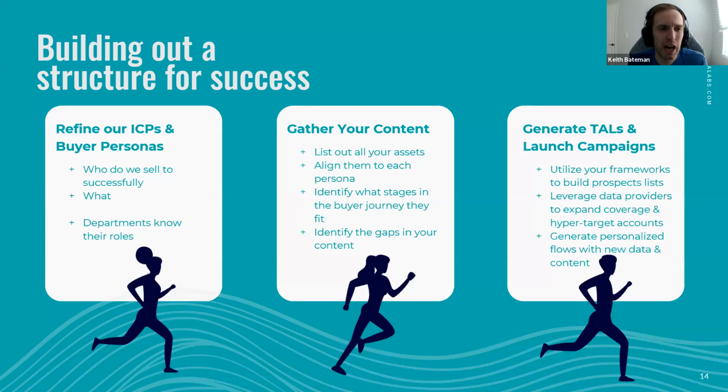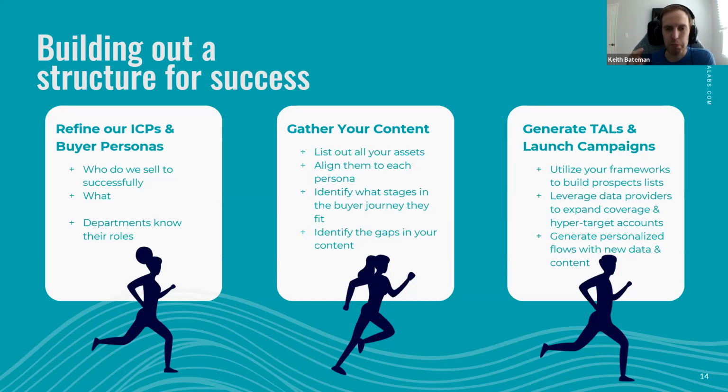And then this sums it up. This is how we build out the structure for success. Refine our ICP and our buyer personas: who do we sell to successfully, and what departments do we want to sell to within those? Gather our content, list out all of our assets, align each of them to a persona, identify what stage of the buyer's journey they fit, and then identify the gaps in our content. And then finally, generate our target account list and launch our campaign.